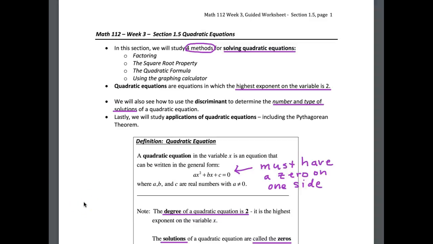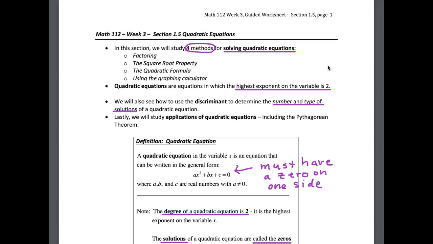Hi, let's work through the guided worksheet for week 3, section 1.5 on quadratic equations. This week is a pretty busy week in the class. We've got 3 sections that you'll be working on. The good news, or the bad news, however you want to think about it, is that section 1.5 is the longest section for this week. So after that, 1.6 and 1.7 will be a bit shorter. All right, well, let's get started.